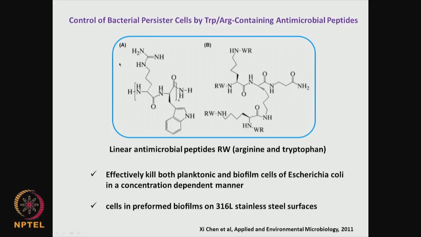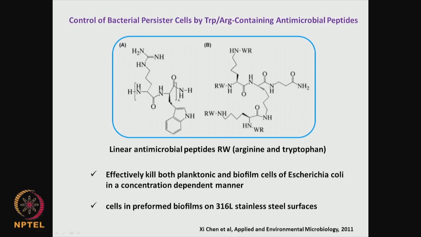Okay. Again, certain antimicrobial peptides, as you can see here, which have arginine and tryptophan type of peptides, are known to effectively kill both planktonic and biofilm cells of E. coli in a concentration dependent manner.